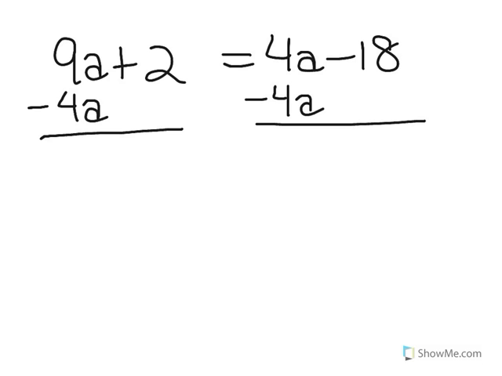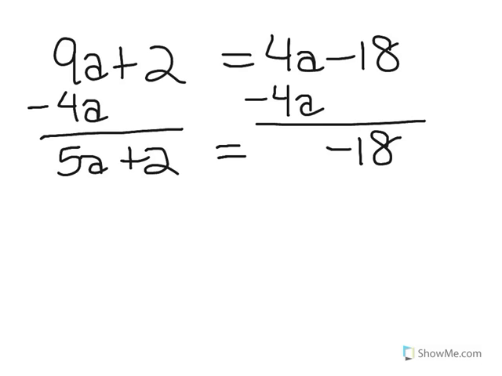On the left side, 9A minus 4A is 5A. Plus 2 is still there. We didn't touch it. On the right side, 4A minus 4A is gone, but we still have negative 18. Now all the variables are on the left side. That means that all the constants, all the numbers without variables, should be on the right side.